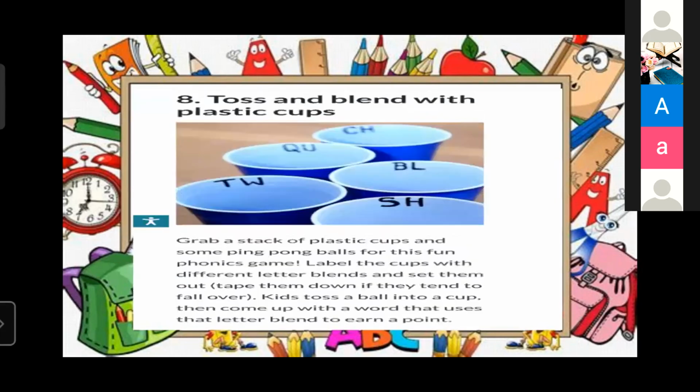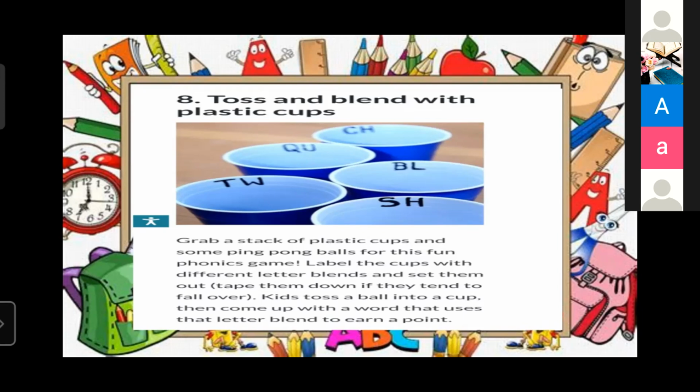Number 8, toss and blend with plastic cups. And of course, we have a lot of plastic cups at home, which we can recycle. We can use them in playing a game with learners. We can bring these cups into the classroom, and we write different sounds on them. Grab a stack of plastic cups and some ping pong balls for this fun phonics game. Do you know the ping pong balls? The small balls of ping pong.